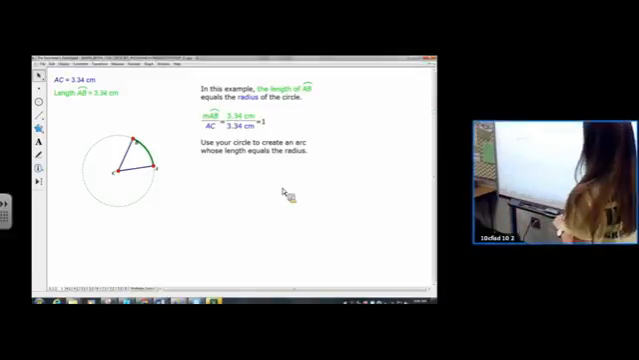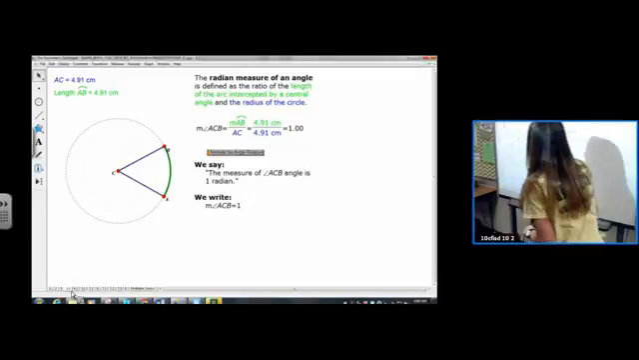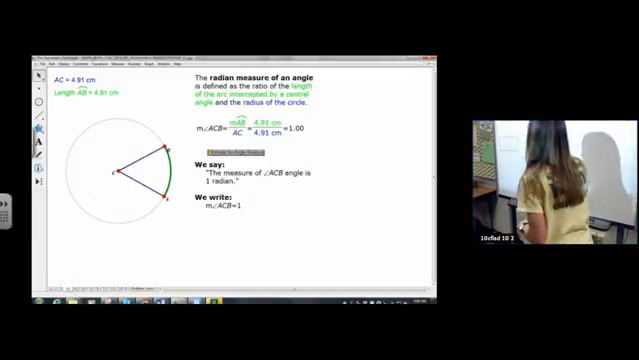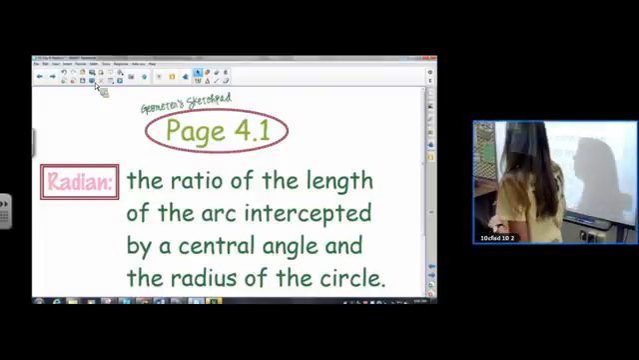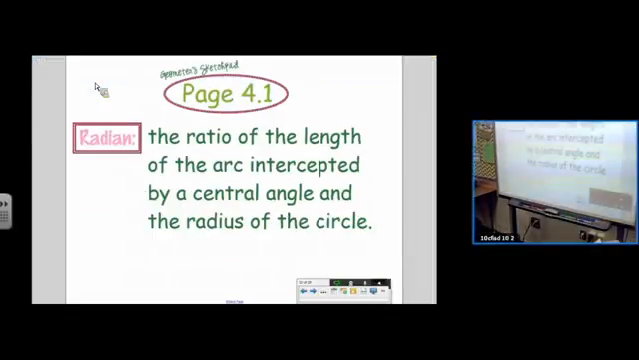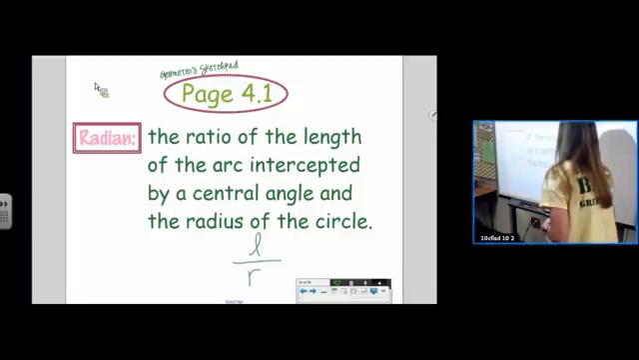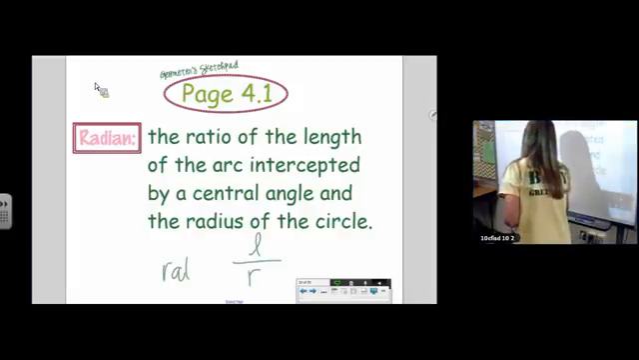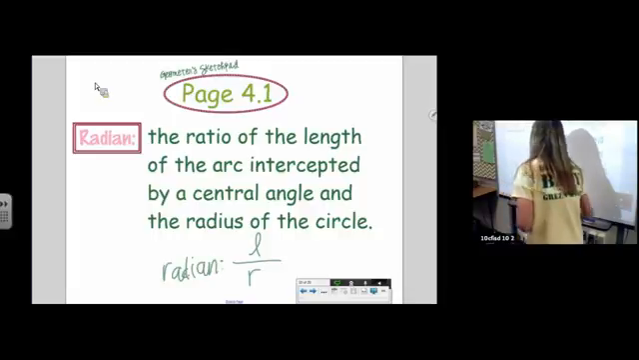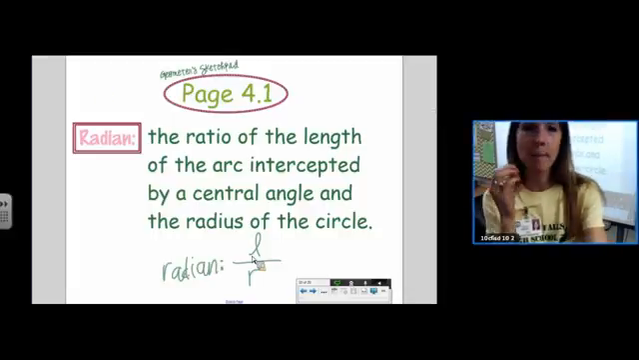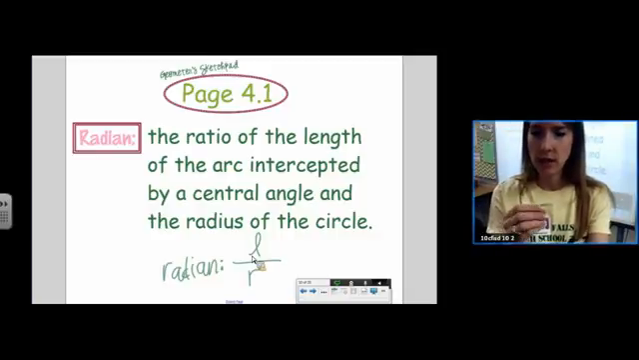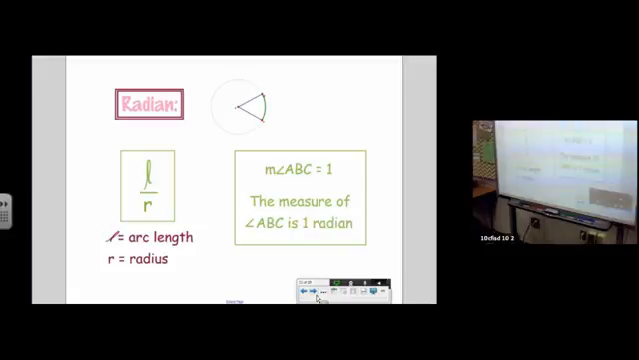That is actually what a radian is. It is the arc length divided by the radius. So go ahead and write this in your notes. A radian: the ratio of the length of the arc intercepted by a central angle and the radius of the circle. AKA, radian is L over R. It is a comparison. It's a ratio. It's a fraction. It's a division. It's a quotient.